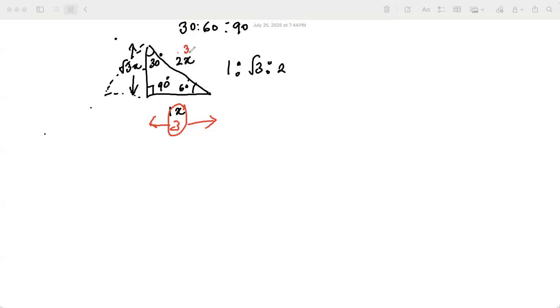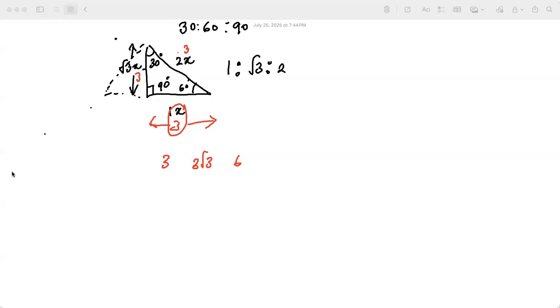This side will be 6, 3 times 2 is 6. For this side, you plug in x equal to 3. If you plug that in, the sides will be 3, 6, and 3 root 3. Make sense? Any questions on this? Did you understand, Ashrita?